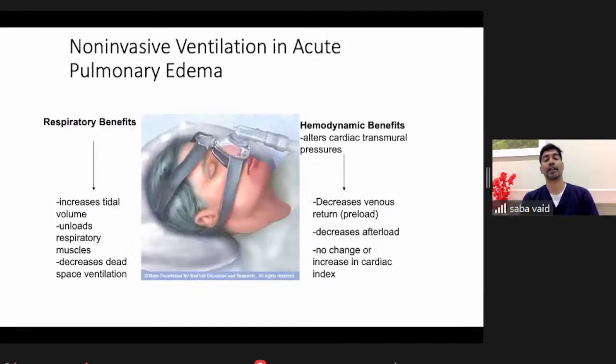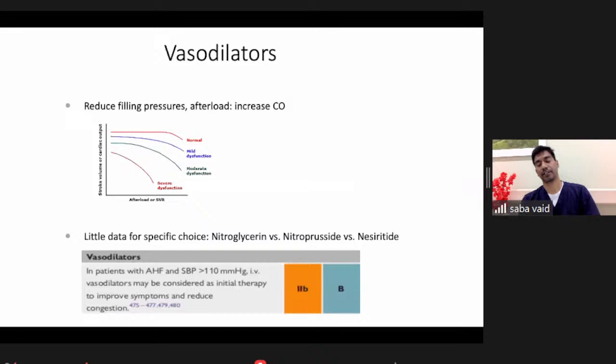Again, like the diuretic, it has a good effect on two organ systems. With the lungs, it increases your tidal volume, it improves your pulmonary edema, and thereby improves your oxygenation. With the heart, it decreases preload, NIV decreases the afterload, and thereby makes the heart happier and contract better. So that's the non-invasive. So diuretic, very useful, non-invasive ventilation or HFNC, very useful.